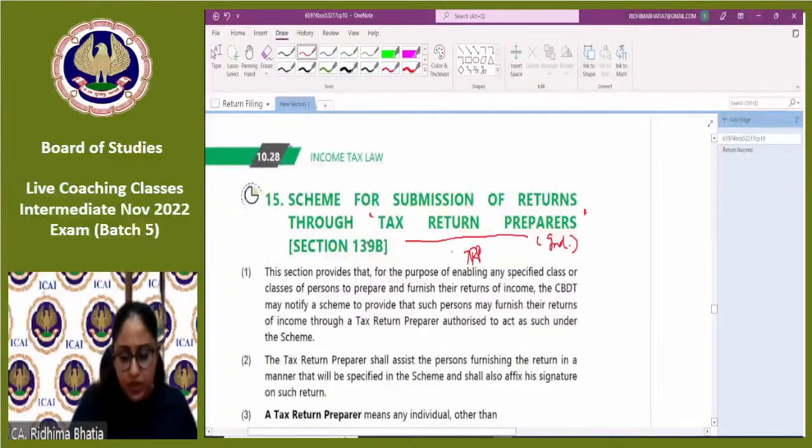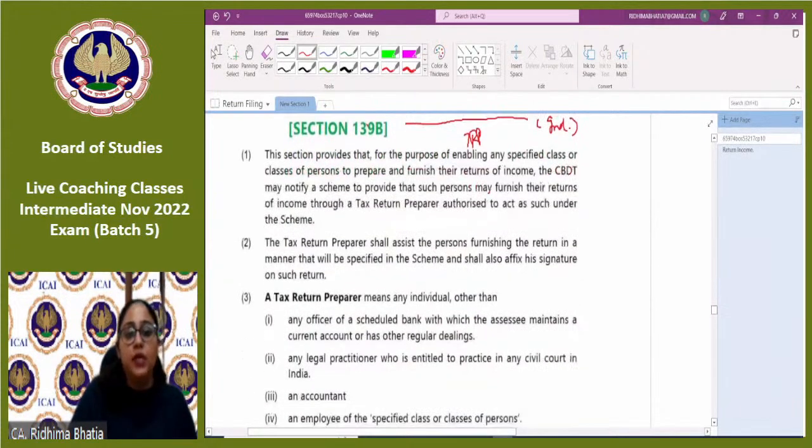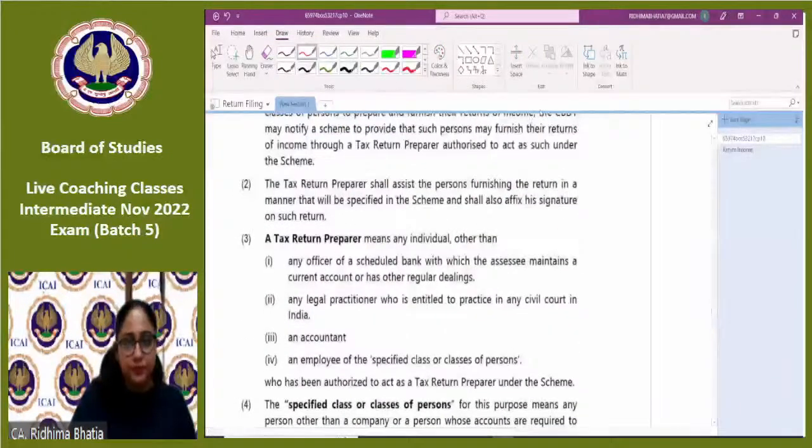What are the educational qualifications? As such, he should just be a graduate. But who cannot be a tax return preparer?